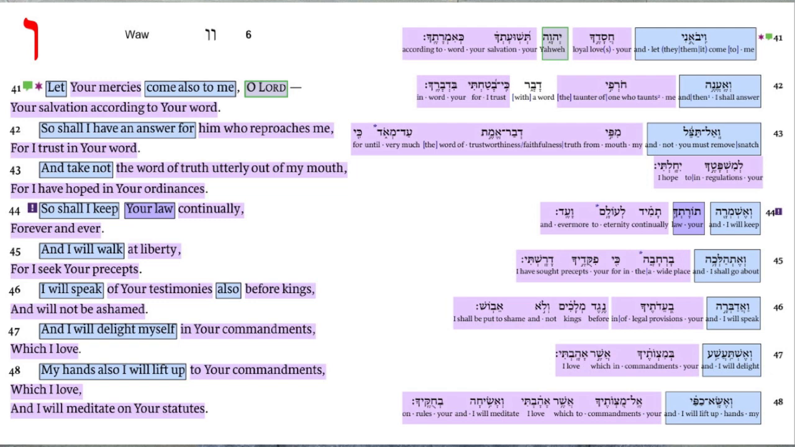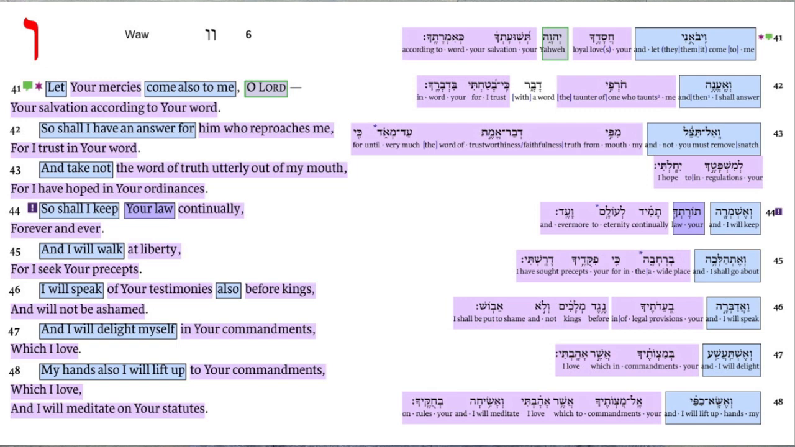So it says, "Let your mercies come also to me, O Lord, your salvation according to your word. So shall I have an answer to him who reproaches me, for I trust in your word. And take not the word of truth utterly out of my mouth, for I have hoped in your ordinances. So shall I keep your law continually forever and ever.